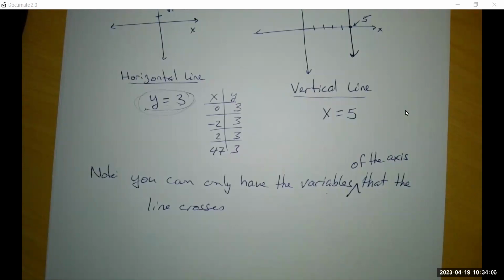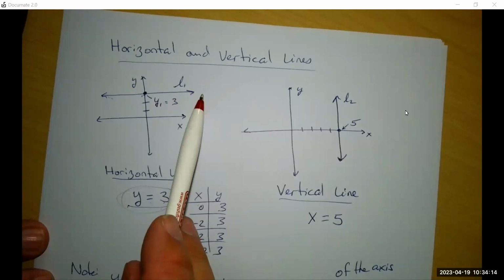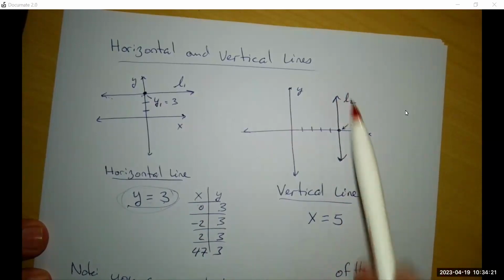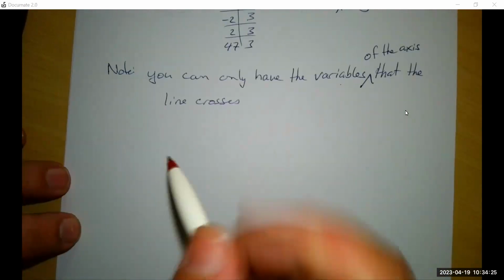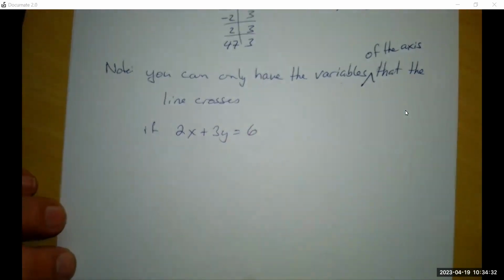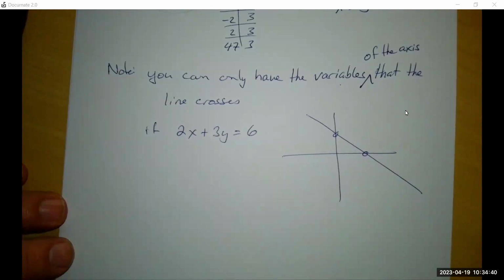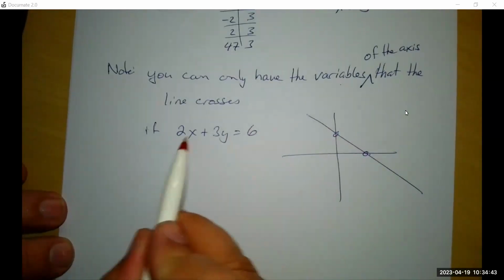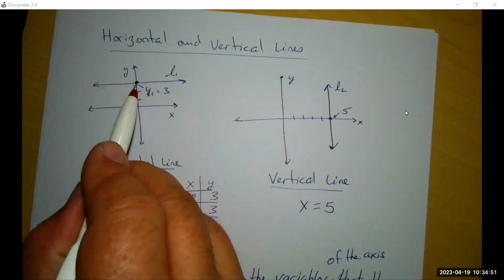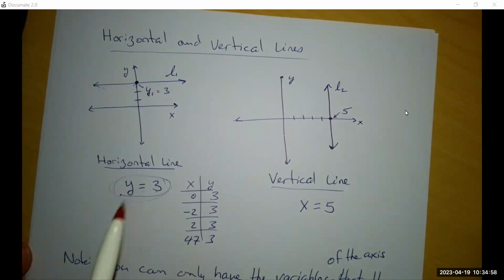Let's see what that means. In these examples, does this line ever cross the x-axis? Nope. Then it cannot have an x variable in it. This line never crosses the y-axis, so we cannot have a y in there. If we have 2x plus 3y equals 6, an equation that has two variables, then we know our line's going to cross both axes. So if the line crosses x and y, you have to have an x and y in your equation. If it doesn't, then it can only have the axis of where the line crosses. So in this horizontal line, it only crosses the y, so the equation can only have the y variable.